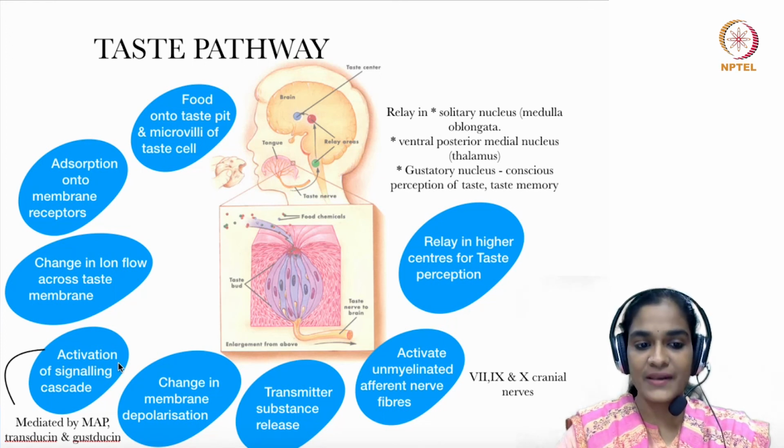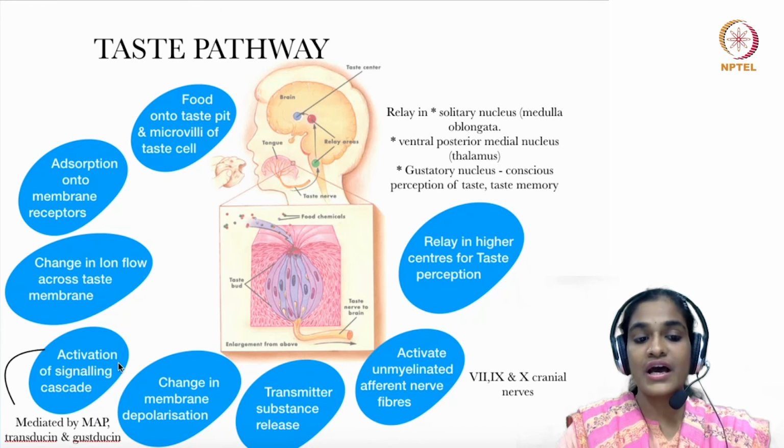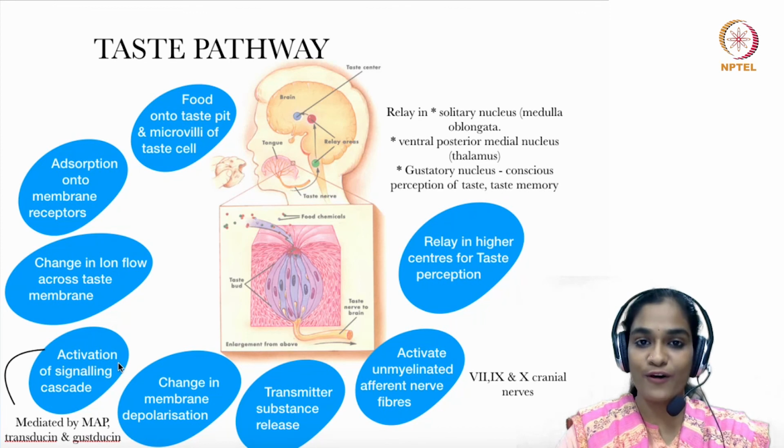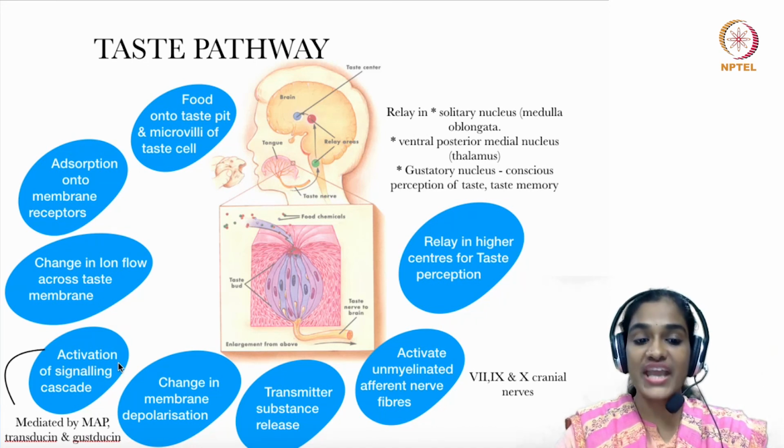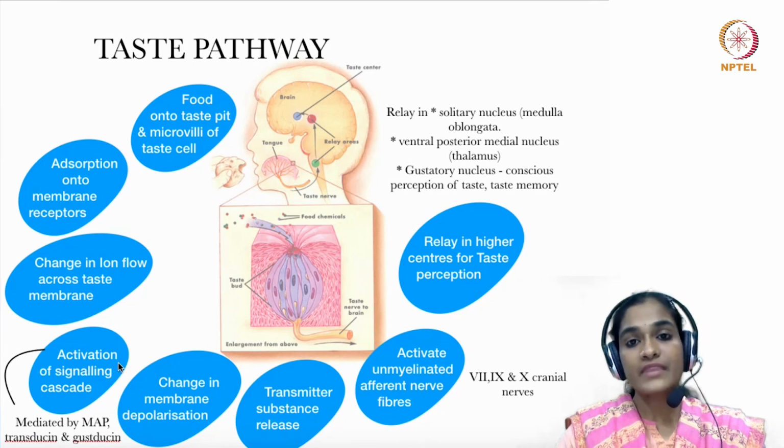across the taste membrane. The activation of the signaling cascade through the downstream molecules happens with the help of membrane associated proteins like transducin and gustducin, ultimately causing a change in the membrane depolarization and the release of transmitter substance, mainly serotonin, thus activating the unmyelinated afferent nerve fibers. Associated nerves are the facial nerve, glossopharyngeal nerve, and vagus cranial nerve. These relay to the higher centers for taste perception.